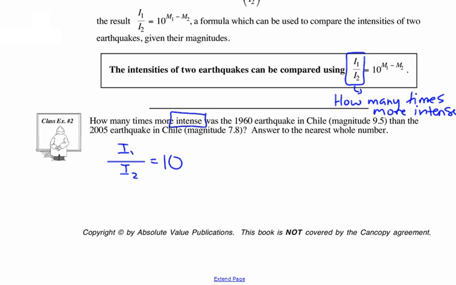So what are we going to do here? 10 to the power of what minus what? What did you subtract? The first magnitude minus the second magnitude. If I want to compare the first to the second, it's first minus the second, which gives us 10 to the power of 1.7, so approximately, to the nearest whole number, 50 times more intense.